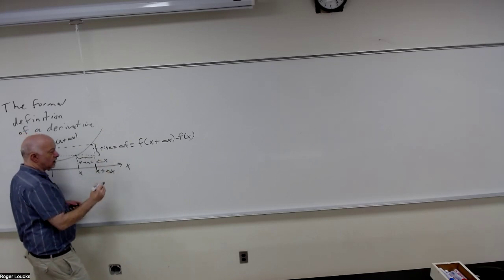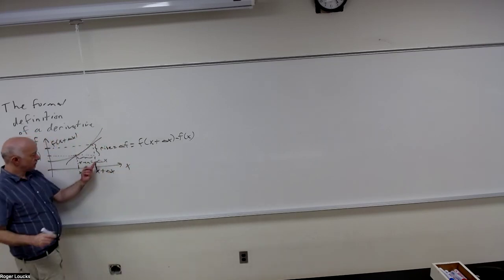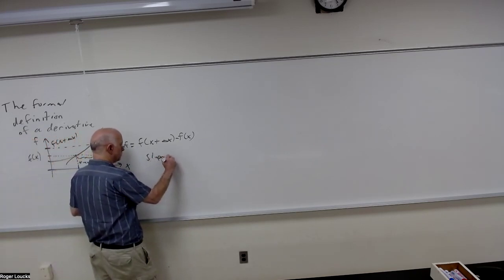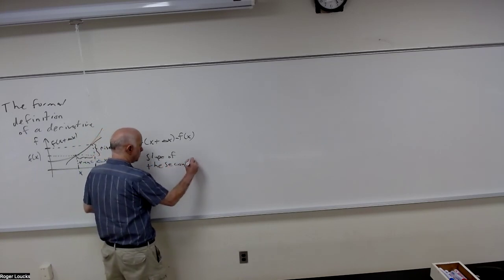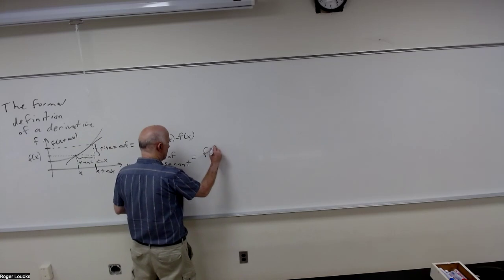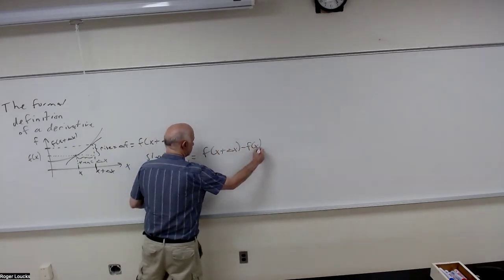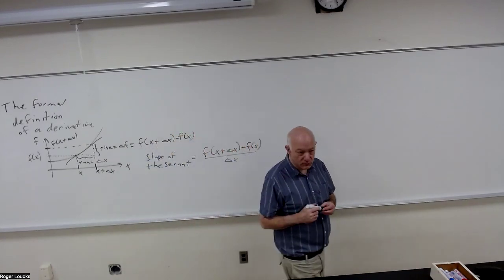That's your delta x. So the slope of that secant, if I have a secant here like that, is going to be rise over run. So the slope of the secant is f of x plus delta x minus f of x, all over delta x. Does that part make sense? Questions with that?